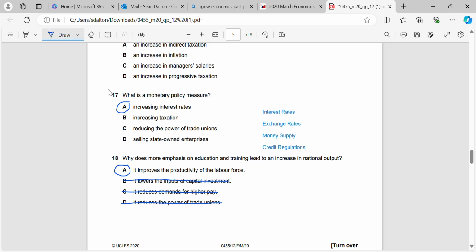Okay, so we can see that B, that's a fiscal policy, it's not a monetary policy. We just discussed that in question 19, I think it was. Reducing the power of trade unions, that's not monetary policy. And selling state-owned enterprises, that's also not monetary policy. Those could be supply-side policies designed to influence aggregate supply, not aggregate demand. Remember that monetary policy and fiscal policy are both designed to influence AD. Again, that was discussed in question 19 below.